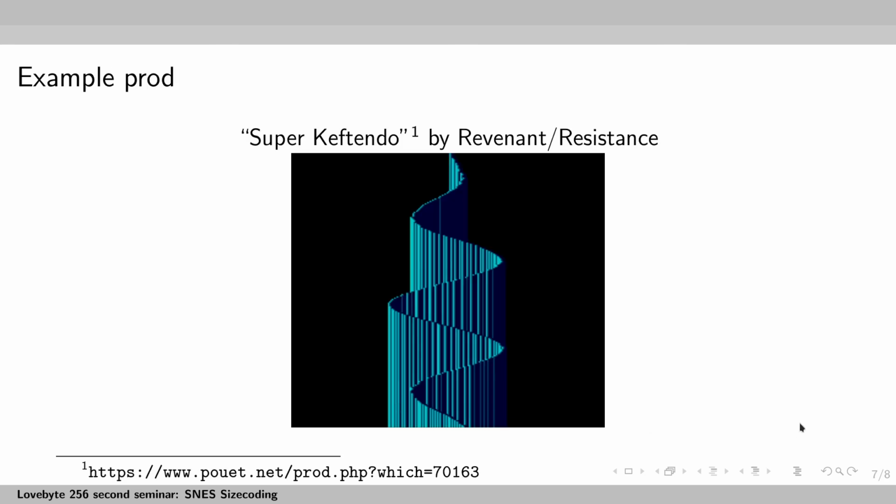So for an example prod, there's Super Keftendo by Revenant, which is Kefrens or Alcatraz bars. I don't want to get involved in the flame war, but here it is. It actually uses Mode 7 to raise the beam to put the pixels on the page, but it actually has the entire thing rotated 90 degrees in memory, and then uses the Mode 7 registers to rotate it back into what you see. That's quite neat. So that's about it.